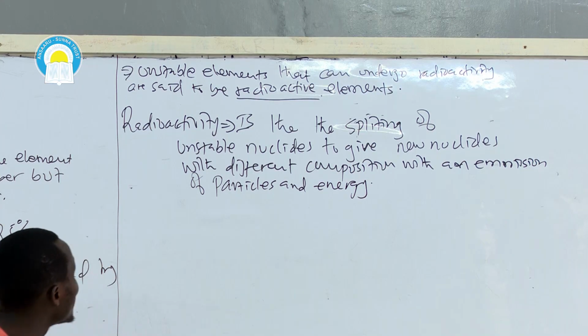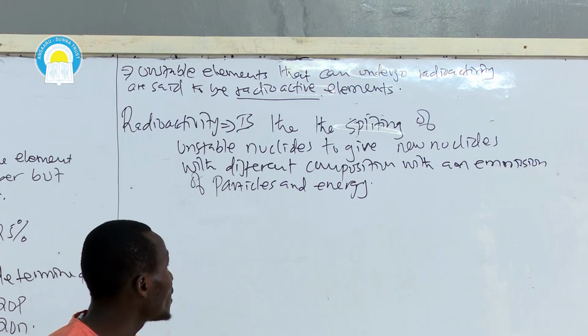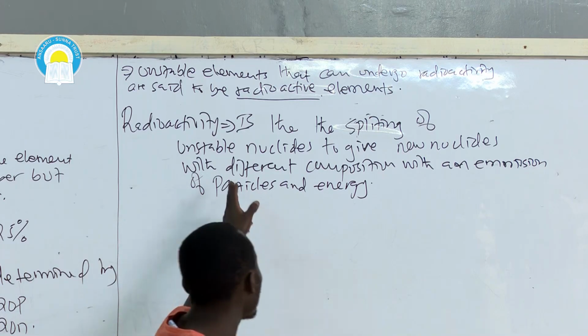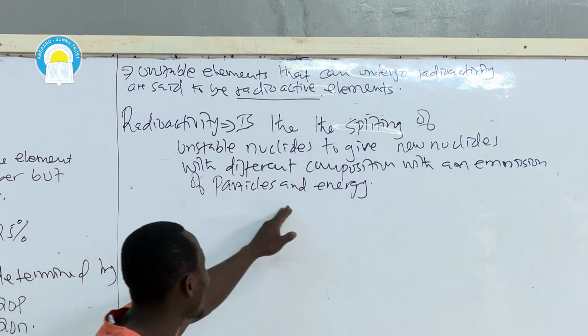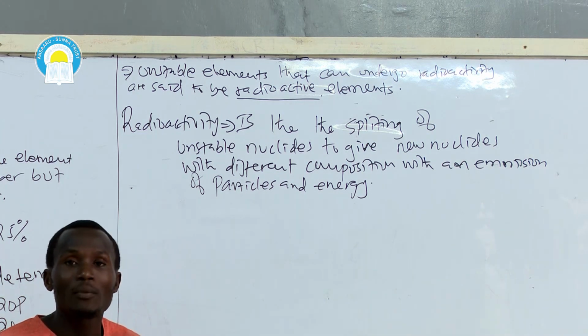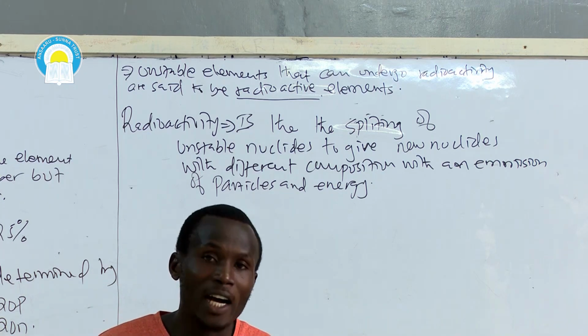So we say that radioactivity is the splitting of unstable nuclides to give new nuclides with different composition, with an emission of particles and energy. So that's what we mean by radioactivity.